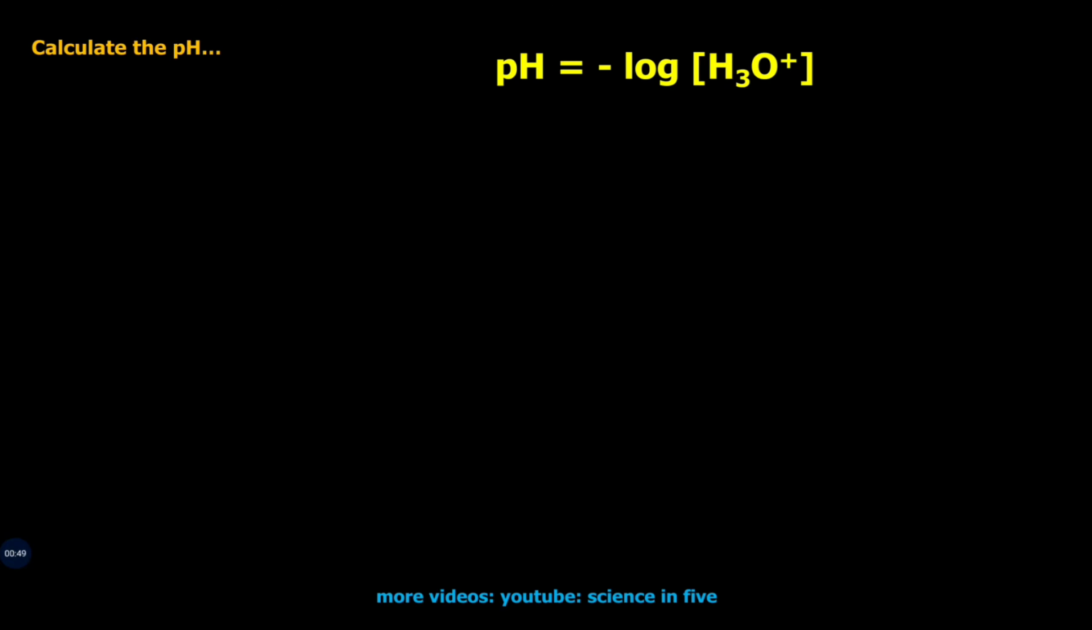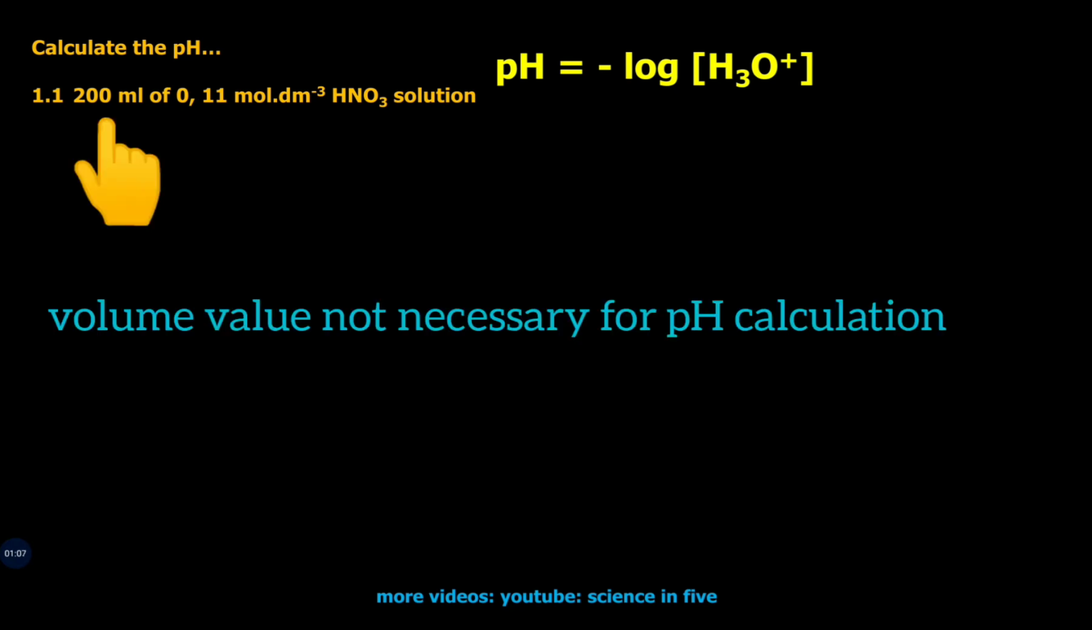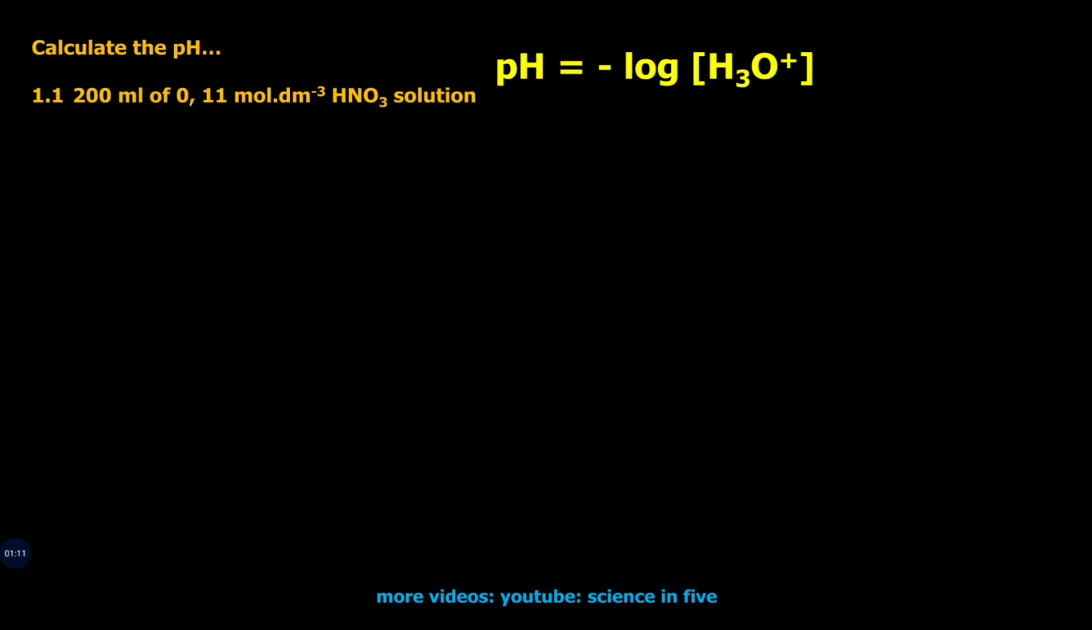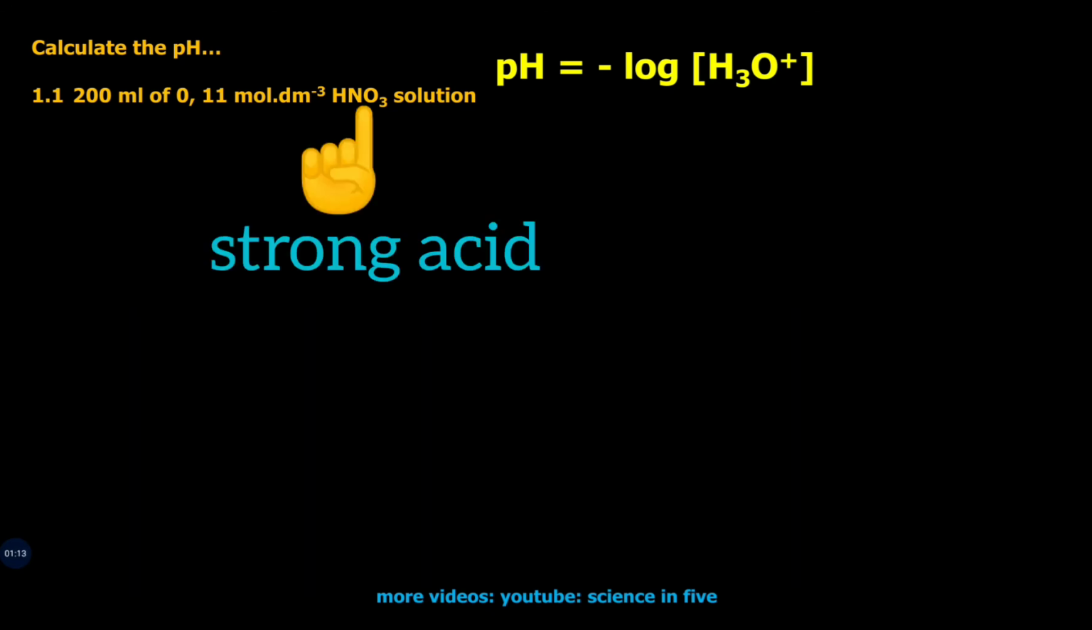We are asked to calculate the pH in the following examples. The first example, we've got 200 milliliters of 0.11 mole per decimeter cubed HNO3 solution. For the purposes of calculating pH, the volume is not going to help us. We need the concentration value. This is a strong acid. This is a monoprotic strong acid.